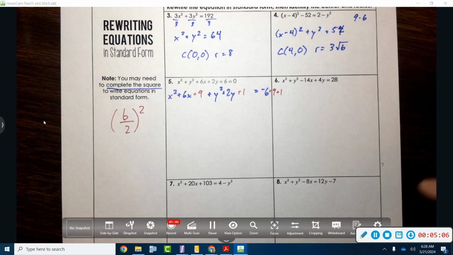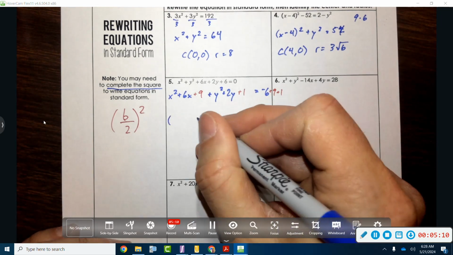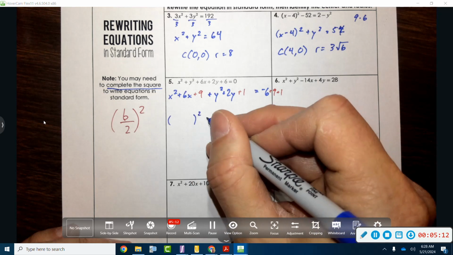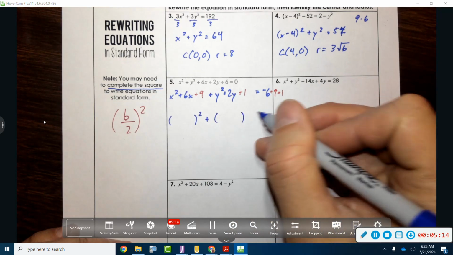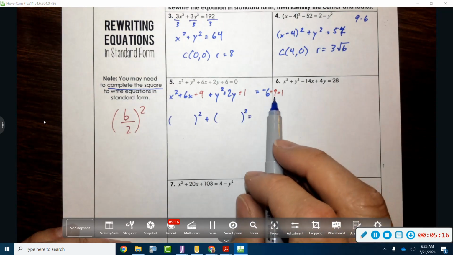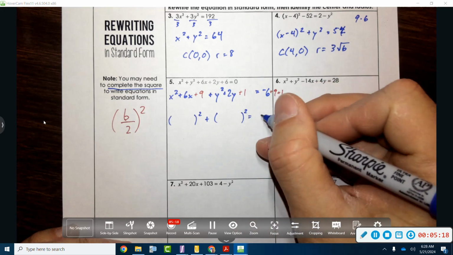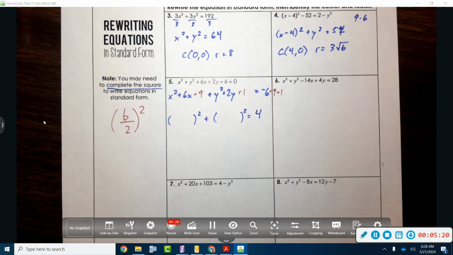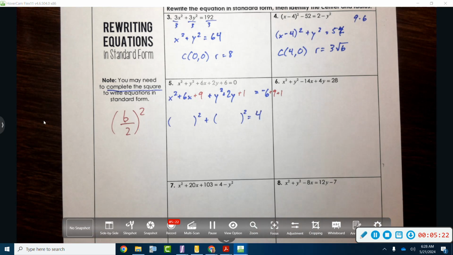All right, now believe it or not, you're pretty much done. So this is what's great about this is now we're going to get parenthesis squared. We're going to get two of them now. Okay, and then this is going to be 10 plus negative 6 is 4. Okay, well, that worked out well. We already know our radius is 2.